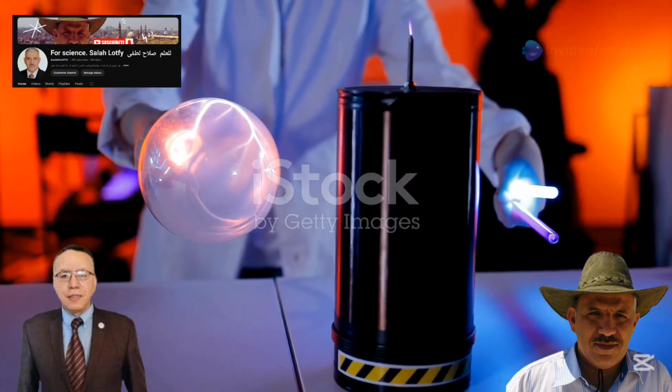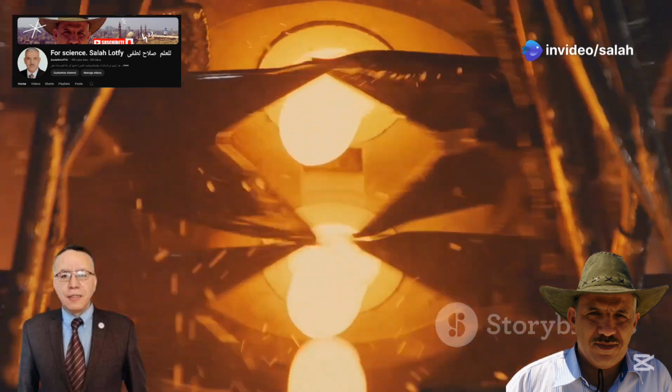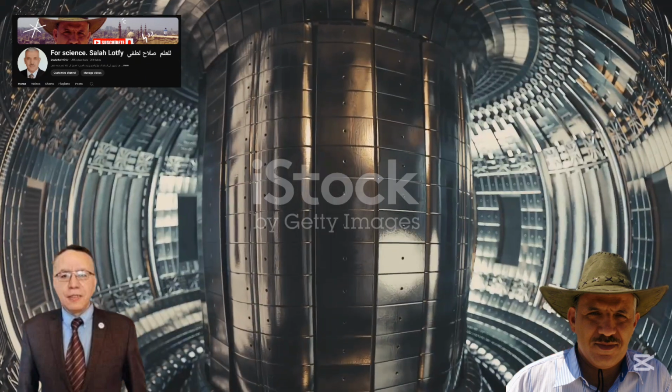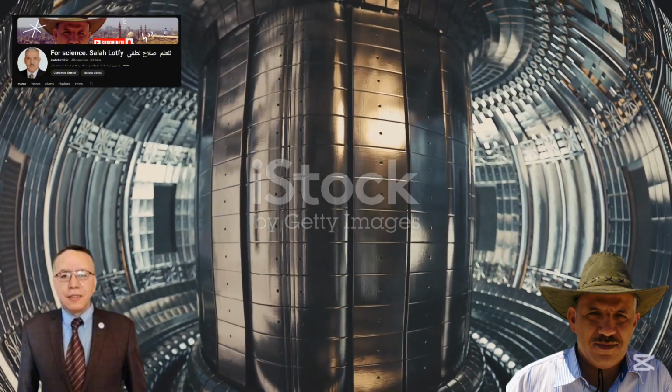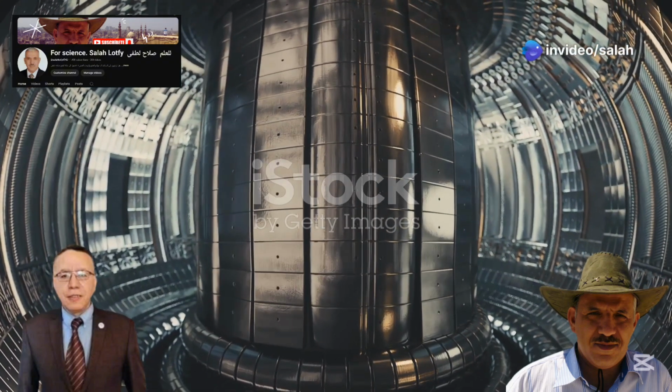Imagine trying to hold a tiny, incredibly hot sun in your hand. It sounds impossible, right? That's the challenge with plasma. It's so hot that it would melt any material we know of. To make fusion a reality, we need to find a way to contain this superheated plasma and keep it stable long enough for fusion reactions to occur.